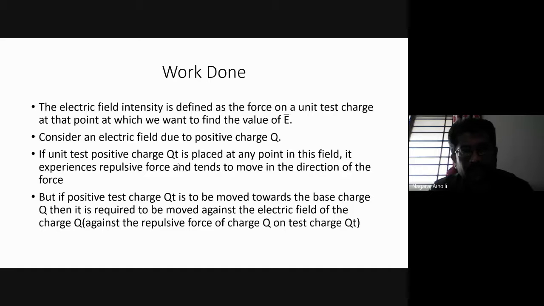Now when I am moving against the force, then some work will be done from my side, or whatever charge is being moved, some work will be done when that charge Qt is moved towards the original charge or the base charge Q. If the positive test charge Qt is to be moved towards the base charge, then it is required to be moved against the electric field of the charge Q, that is against the repulsive force of charge Q on the test charge Qt. Is it not?